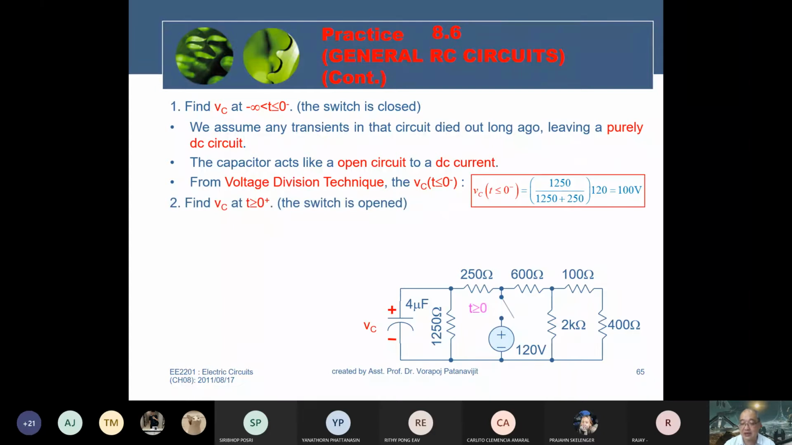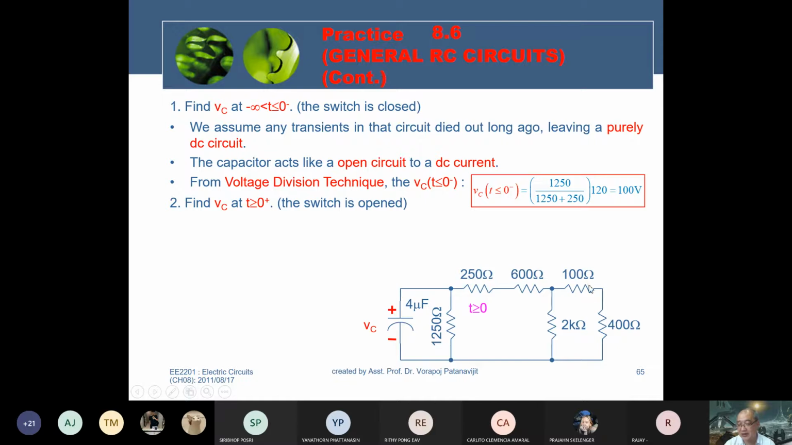For the time greater than 0, what happened? When the switch is open, you can see that the source is gone. When the source is gone, the other resistance is here in this position. You must determine the equivalent resistance for this case.